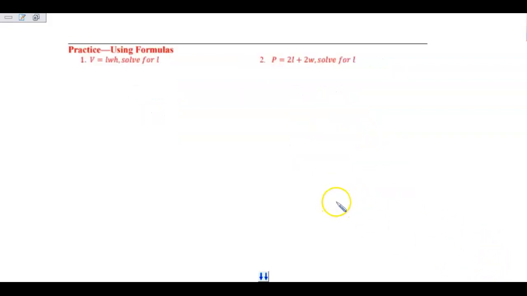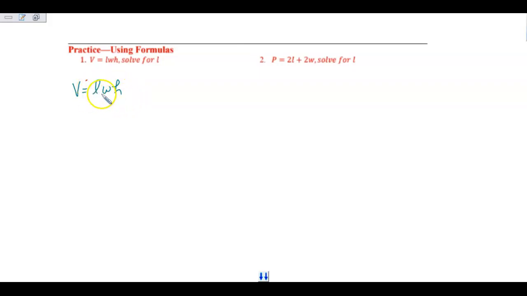So let's practice using some of these formulas that we have. We have volume equals length times width times height, and they want us to solve for the L. So what I want to do is get this L by itself. So I'm just going to rewrite it. We've got V equals length times width times height, and we want to solve for the L. Well, this is all multiplication, correct? Length times width times height.